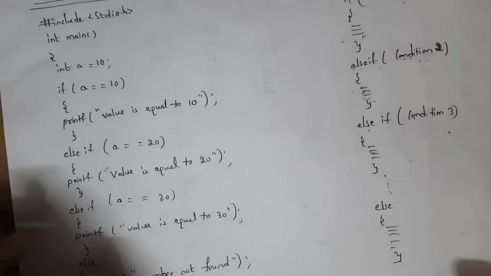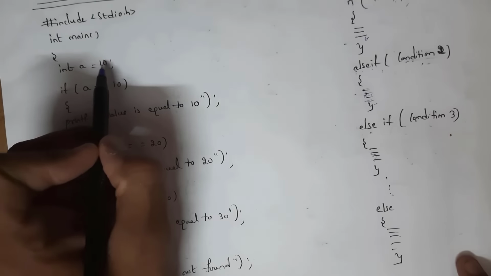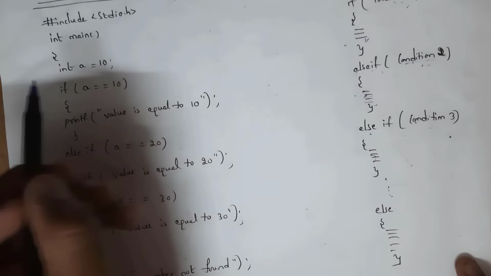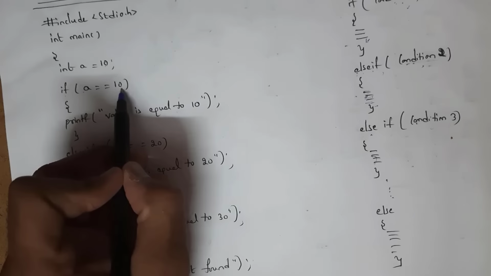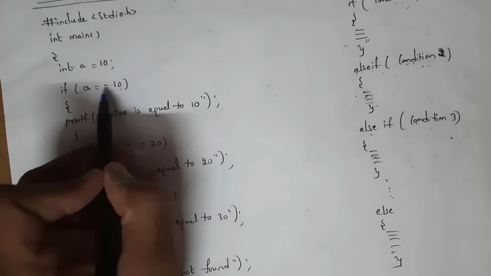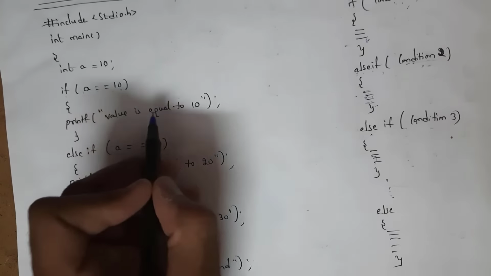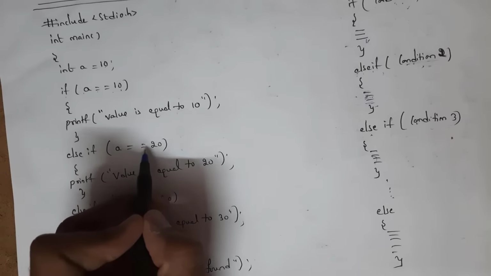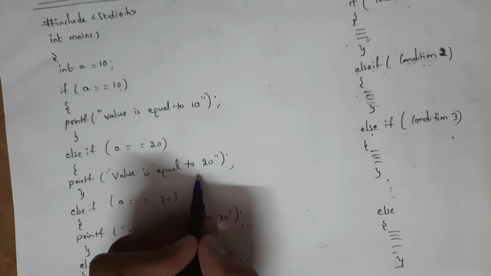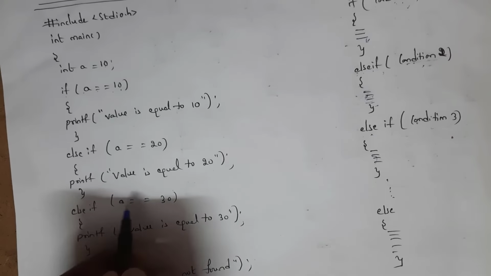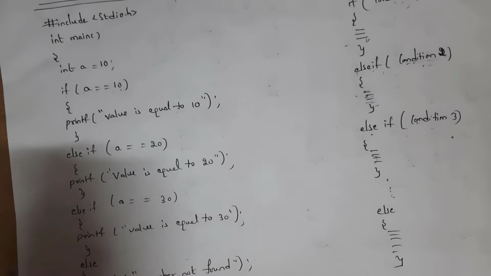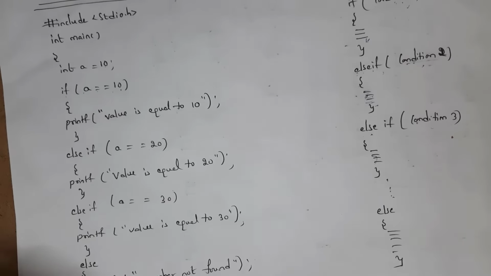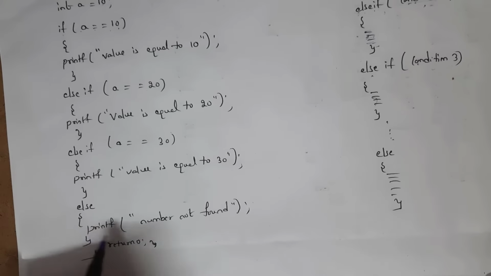This is program. At first I written int a equal to 10. I given value of a as 10. At first I am taking if condition. Here I written if a equal to 10. Guys, definitely you need to use here double is equal to. If a double equal to 10, printf value is equal to 10. Else if a double equal to 20, printf value is equal to 20. Again I written else if a double equal to 30, printf value is equal to 30. At last, if all these conditions are false, then take else printf number not found.